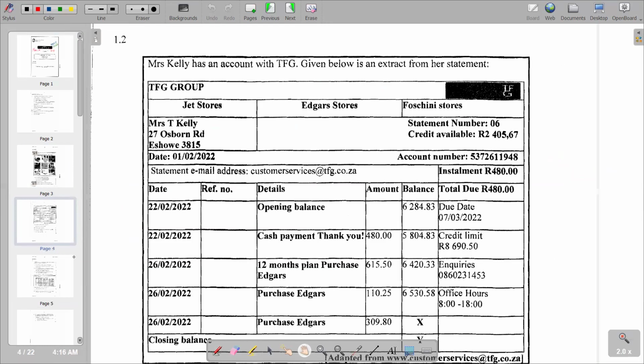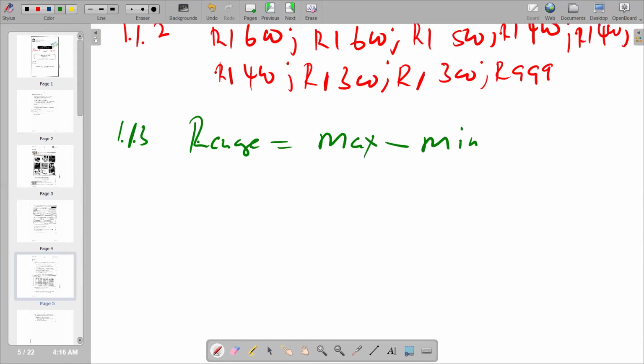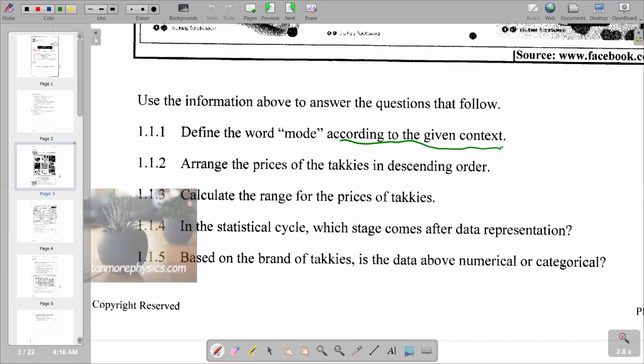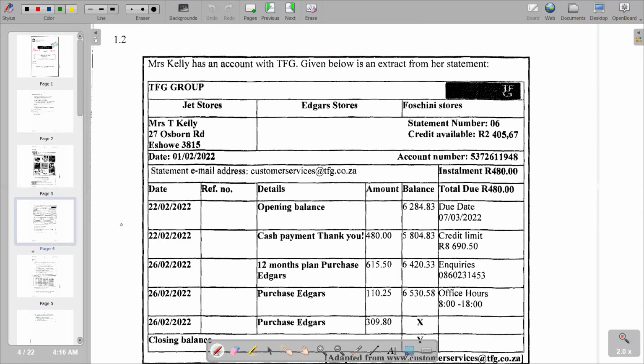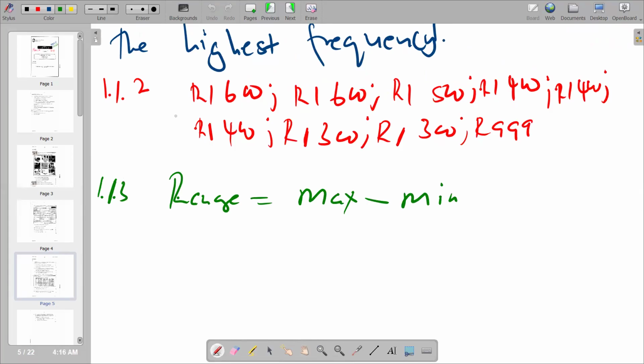So obviously, on the calculation of our range, that is 1.1.3. Range, we are going to say the maximum minus the minimum. So according to the information given, we are going to look for the highest that we have. I remember we have already arranged them. So it's easier now to try to locate which one is the highest. We've got the highest as our 1,600, and then the lowest that we have is 999. So basically the difference between the two becomes the range. So we're going to say 1,600 minus 999. And I've seen that if we subtract that, the answer that you're going to get is 601.